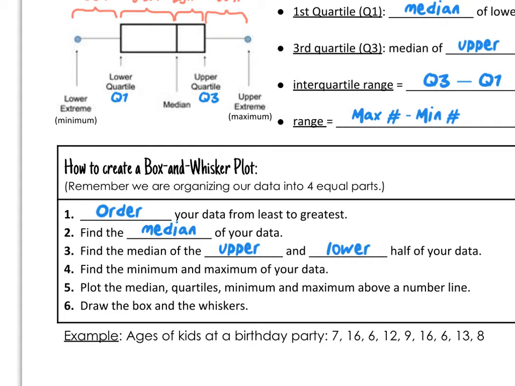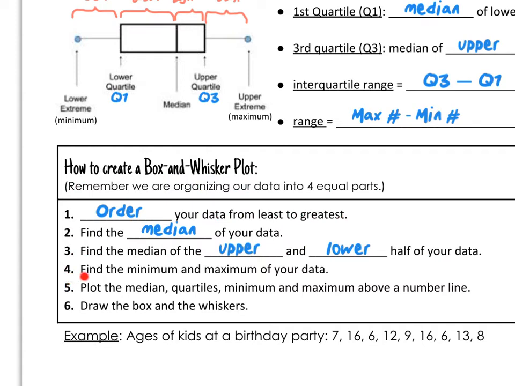Okay, so in this title here, how to create a box and whisker plot, it says, remember we are organizing our data into 4 equal parts. So the first thing you want to do is order your data from least to greatest. Then you want to find the median of your data, because that'll cut the data in half. Then step 3, you want to find the median of the upper and lower half of your data. That's quartile 3, and this is quartile 1. So third quartile and first quartile.